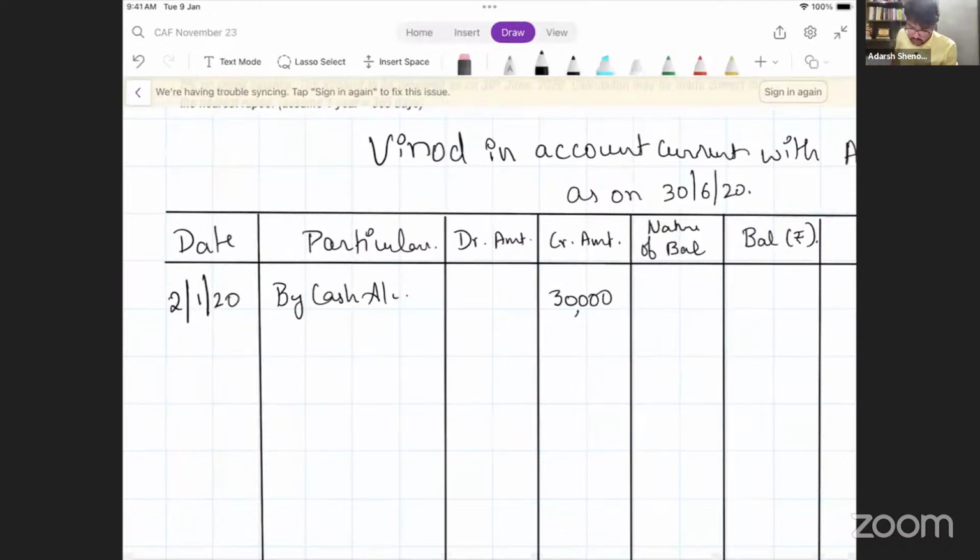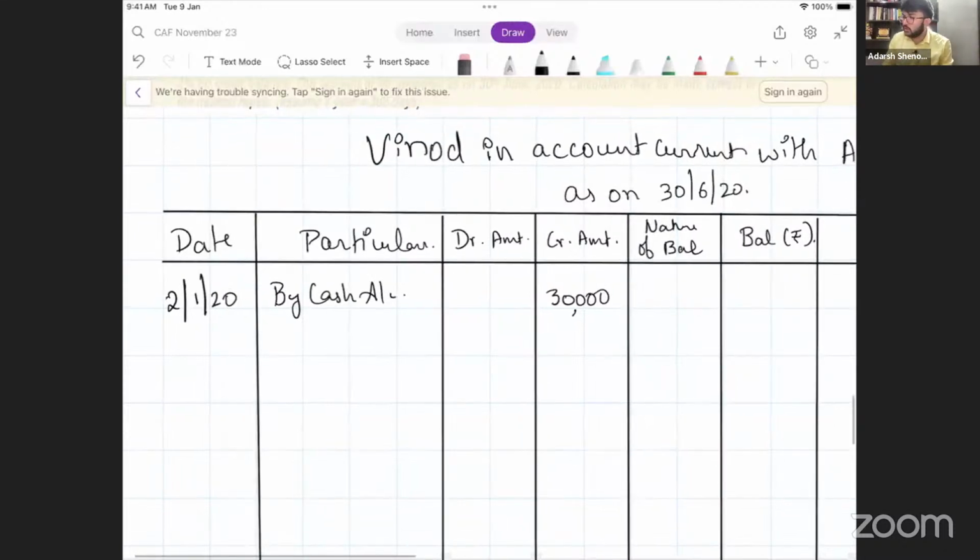By cash 30,000. And balance calculation. Now, there's no debit at all, there's only credit. So it is 30,000. What balance is this? It is credit balance. 30,000 credit balance. Next.